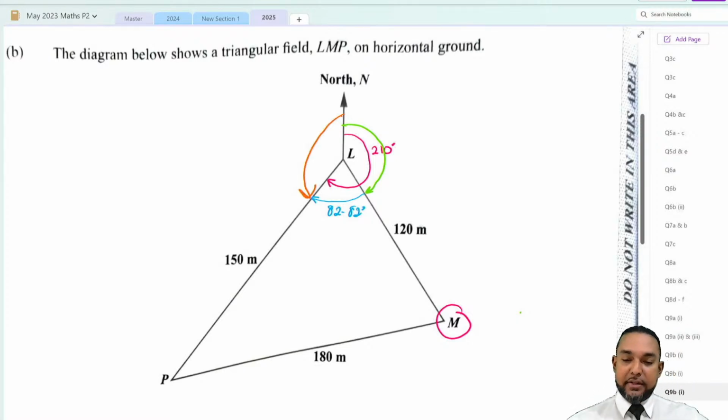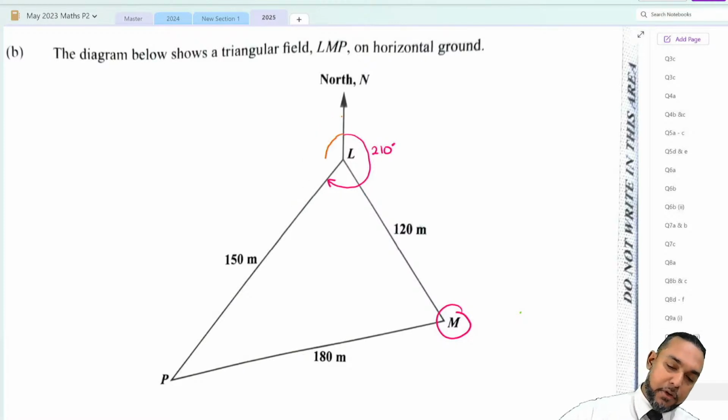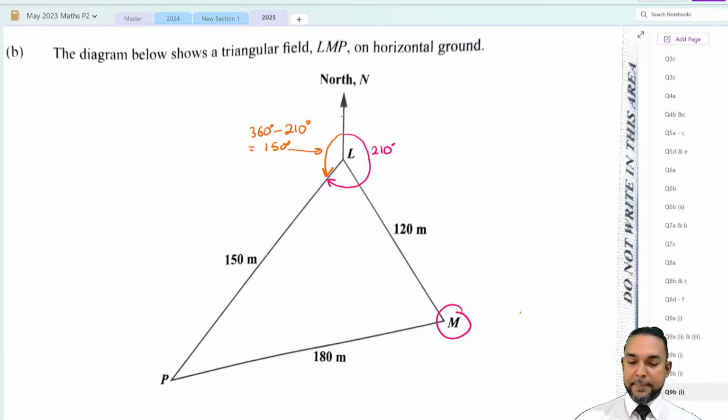All right, so calculate the value of that angle. Now that's actually pretty easy because if we take out the green and we take out the blue, the orange should make up the full 360, right? So this orange is actually pretty easy. That's equal to 360 minus the 210, and that's equal to 150 degrees. So that's that value there.